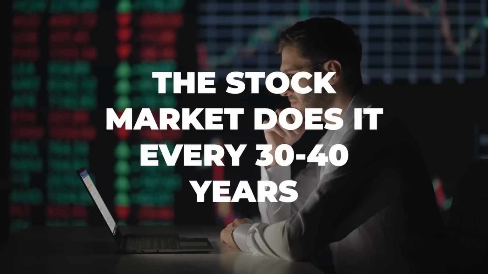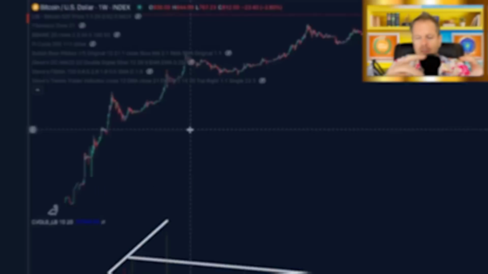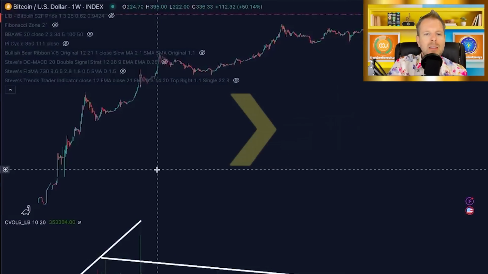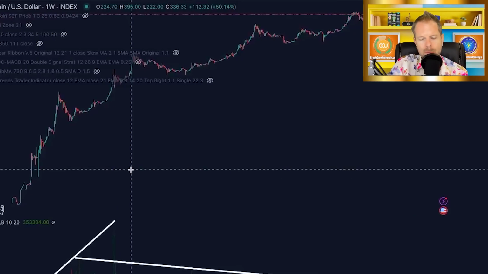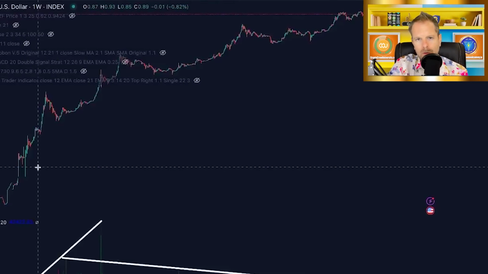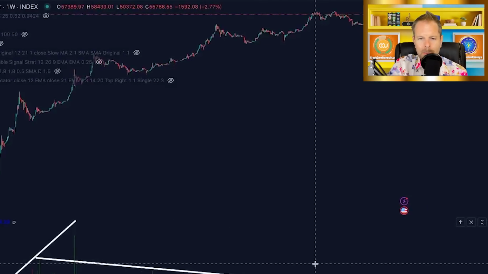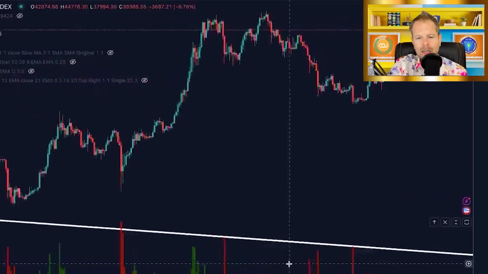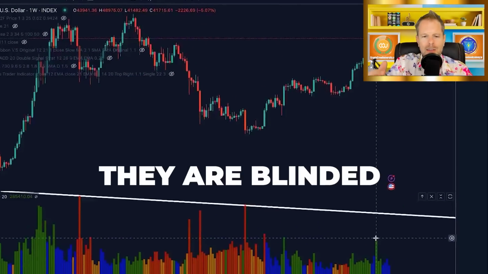The stock market does it every 30 or 40 years. It will have a huge flush out. It'll have a 10-year period of growth sideways, and then the whole thing will repeat, and incredible intense bullishness comes back into the market, and then the whole thing goes over again, right? So that's what I see happening. Again, it's not a popular thing to say. It seems incredibly unlikely in most people's eyes, but they are blinded by all of these shiny objects and bullishness.